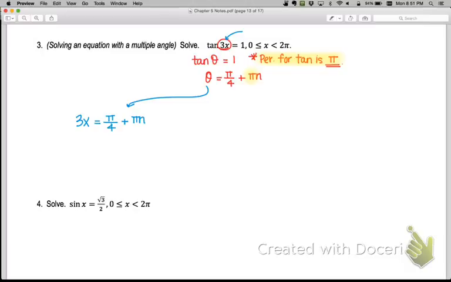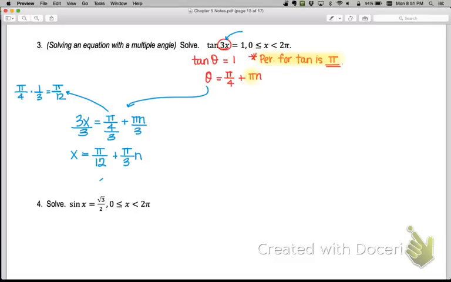And so now we need to go ahead and solve for x. So what we'll do is we'll divide everything by 3. We'll divide by 3 here, divide by 3 here. Now don't forget that when I do pi fourths divided by 3, when you keep change flip, that means times 1/3. So we're going to get pi twelfths. And so what we have is x is equal to pi twelfths plus pi thirds n.